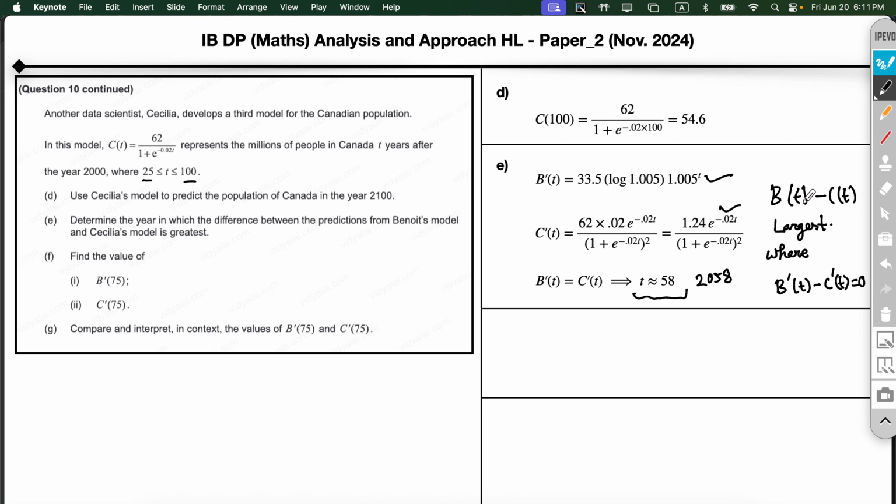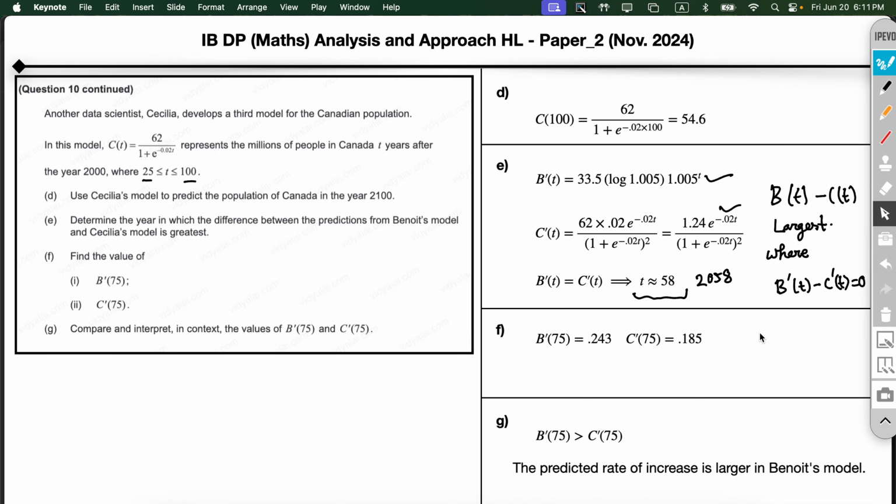Find the value of b prime 75 and c prime 75. So just put t equals 75 into the expressions that we got for both b prime and c prime, and you get 0.243 for b prime, and for c prime you get 0.185. Compare in context the values of b prime 75 and c prime 75. We see that b prime of 75 is clearly a lot larger than c prime of 75. So this just means that the predicted rate of increase in the year 2075 is larger in Benoit's model than in Cecilia's model.